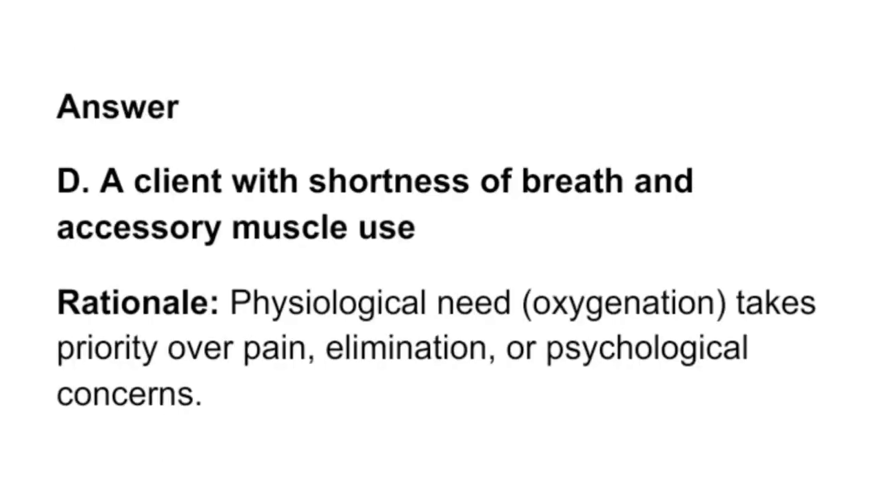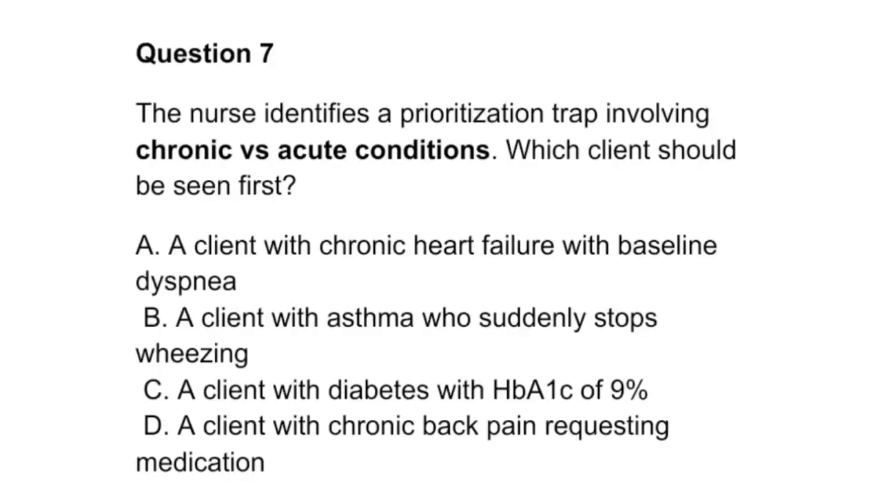Answer: D. A client with shortness of breath and accessory muscle use. Rationale: physiological need takes priority over pain, elimination, or psychological concerns. Question 7. The nurse identifies a prioritization trap involving chronic versus acute conditions. Which client should be seen first? A. A client with chronic heart failure with baseline dyspnea.